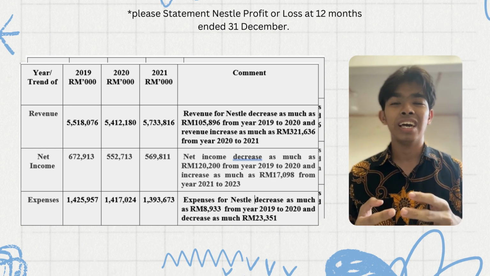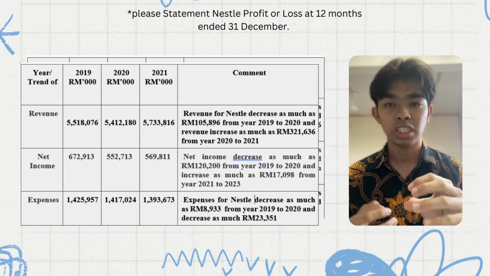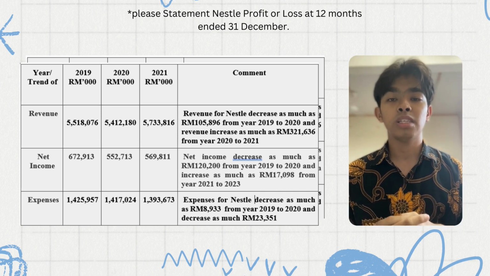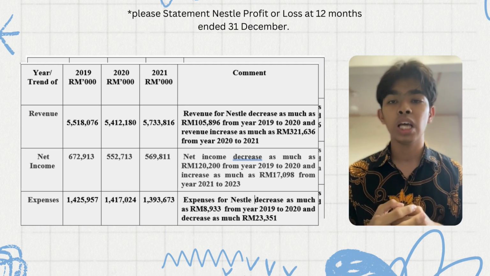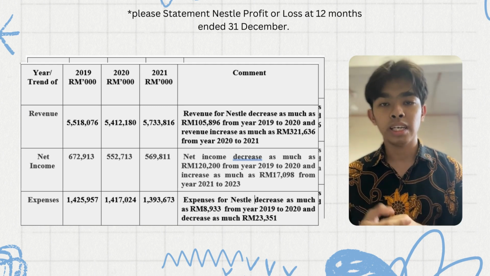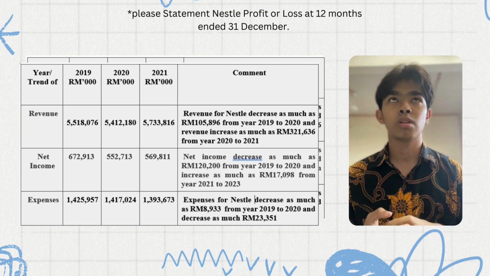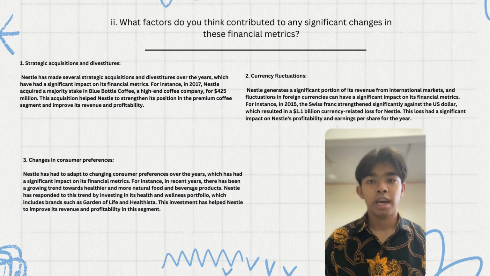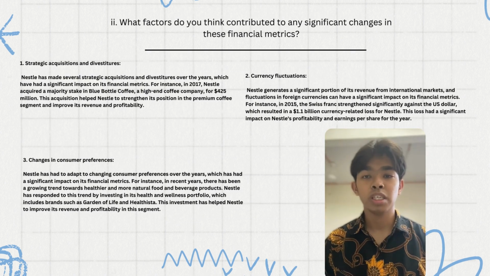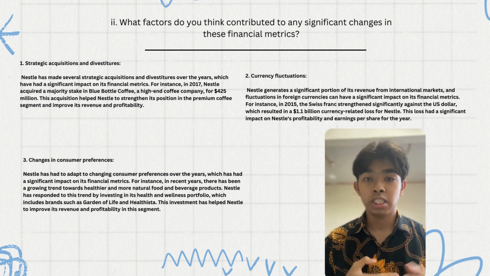And lastly, expenses for Nestle, where it is decreased as much as 8,933 ringgit from year 2019 to 2020, and decreased as much as 23,351. And next, I would like to present about question 2, Roman 2. What factors do you think contribute to any significant changes in this financial metrics?